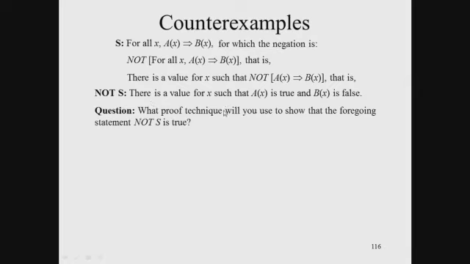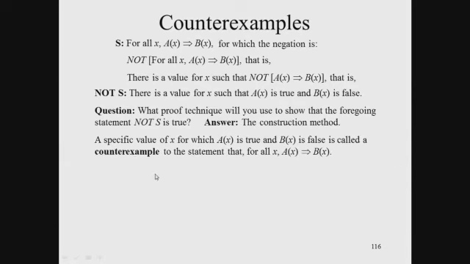The construction method, because you see the keywords there is. So that's exactly what we're going to do here. When you produce a specific value of x for which A of x is true and B of x is false, that's what we call a counterexample to the statement that for all x, A of x implies B of x. So let's take a look at an example.